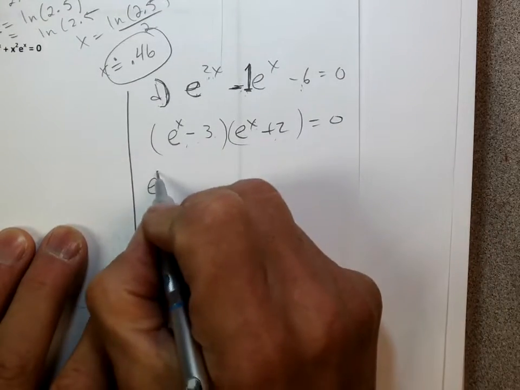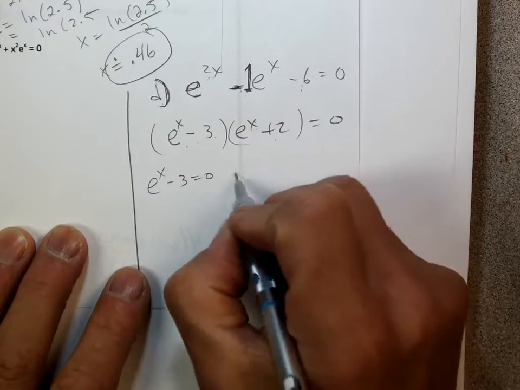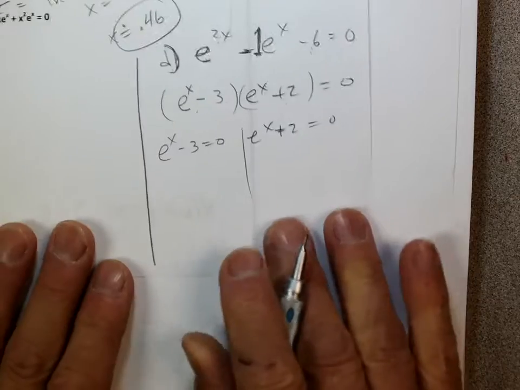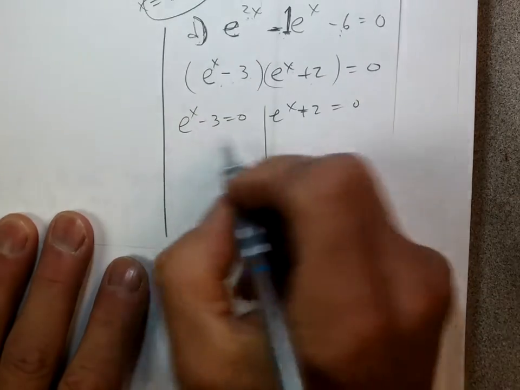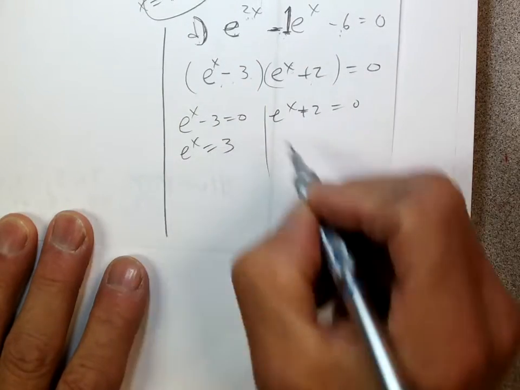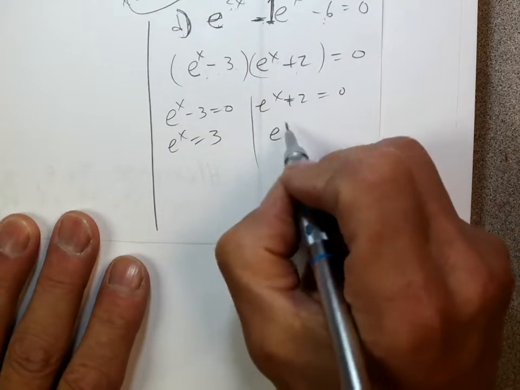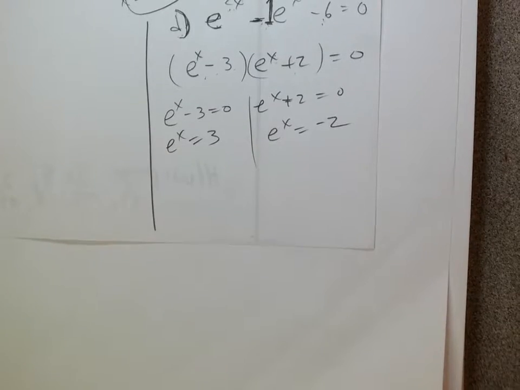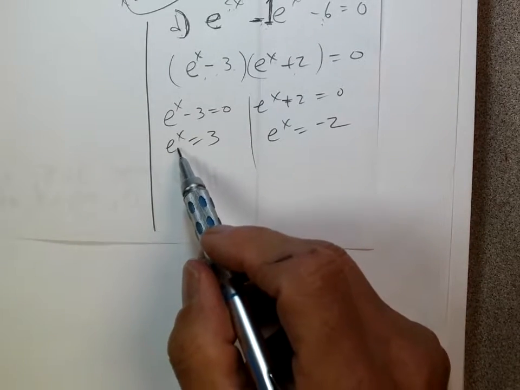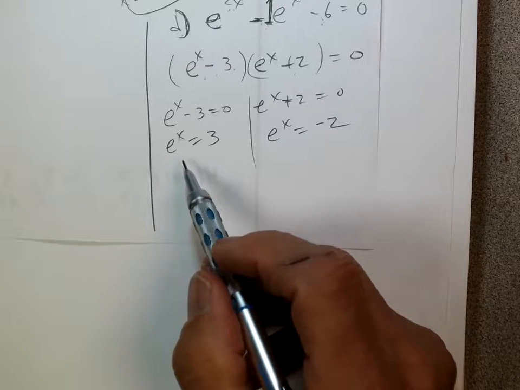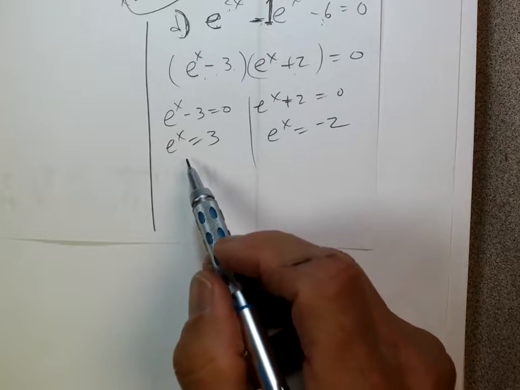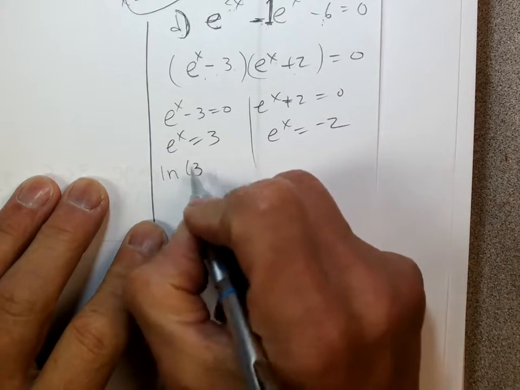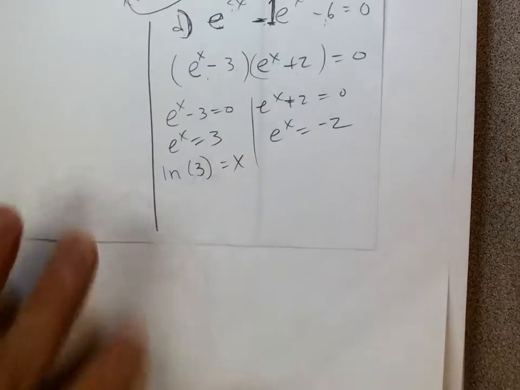So now we're not done. We got e to the x minus 3 equals 0. E to the x plus 2 equals 0, right? We're just going to solve. We're going to go e to the x equals 3, right? E to the x equals negative 2. I mean, this should make a little bit of sense, right? Now, what do I do next? I can't divide by x. It doesn't work that way. Yeah, how do I bring it down? How about we go ln of 3 equals x. And yes, we brought it down.